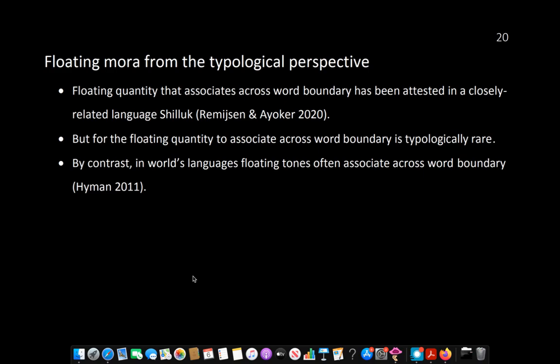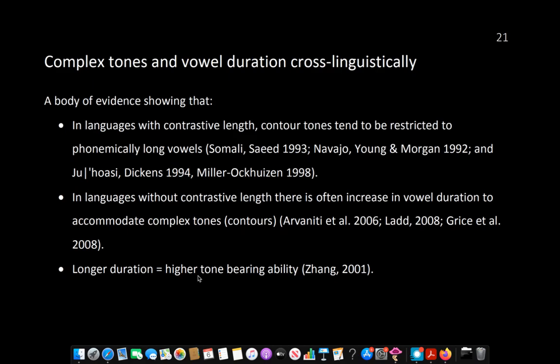So if we assume that the FSC consists of just a floating tone, the question we must address is where does the quantity come from? Now, there is a body of evidence showing that the presence of complex tone correlates with longer durations. In languages with contrastive length, contour tones tend to be restricted to phonemically long vowels. This is true for Somali and Navajo, for example. In languages without contrastive length, there is often an increase in vowel duration to accommodate complex contour tones. According to Zhang, longer duration means higher tone-bearing ability.